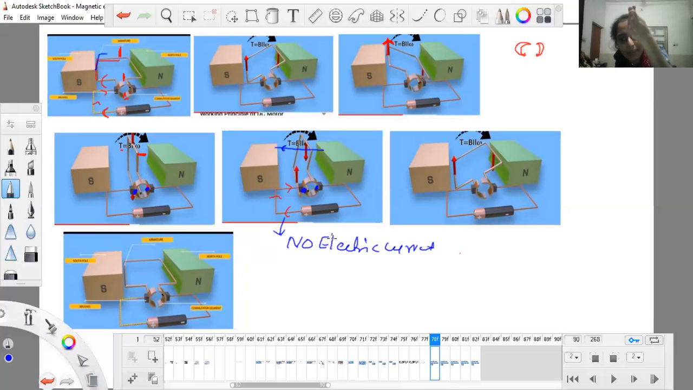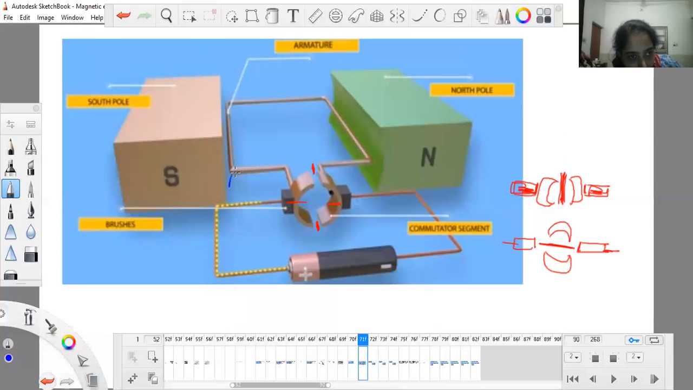So at this time, there is zero current, or finally no current is flowing, when this armature is in vertical condition. Okay, so now what would happen? It was like this, and now it is like this. I'm denoting this: this was A side, this is B side, this is C side, and this is D side.